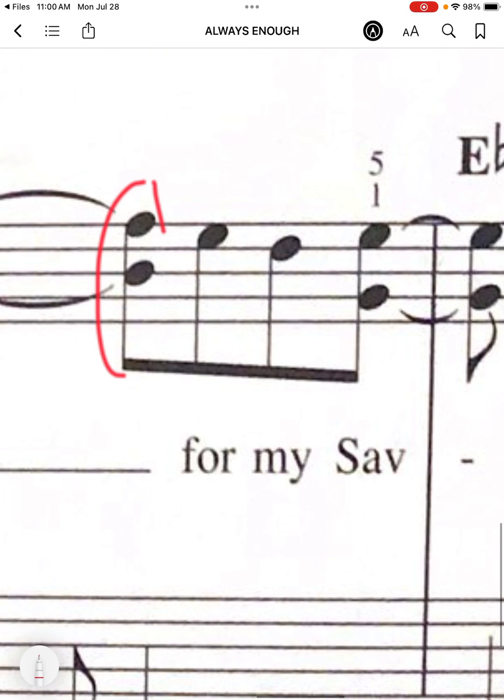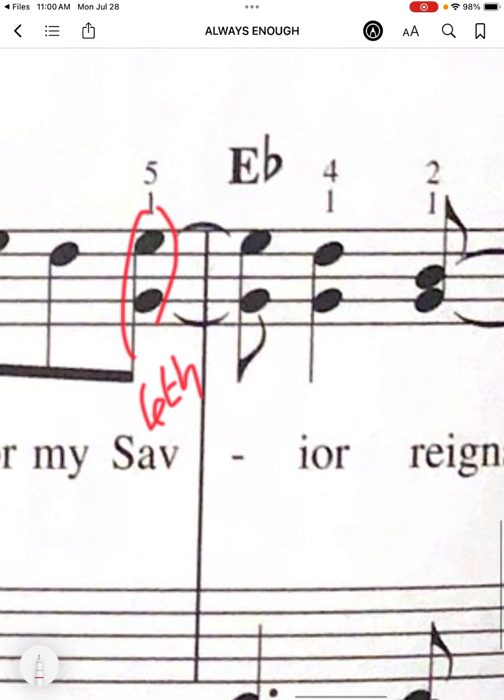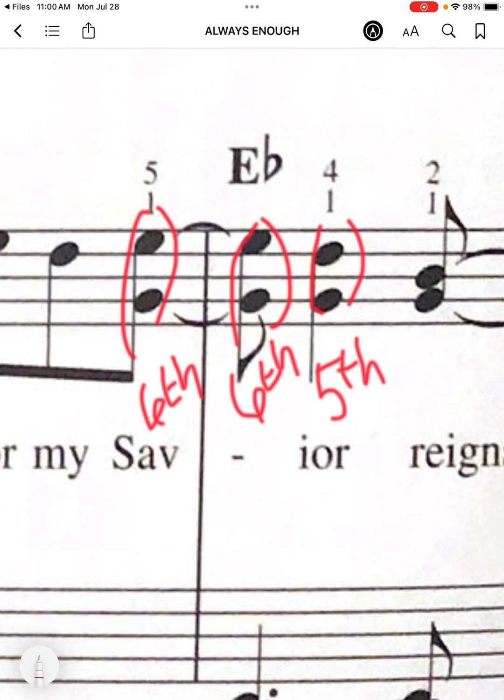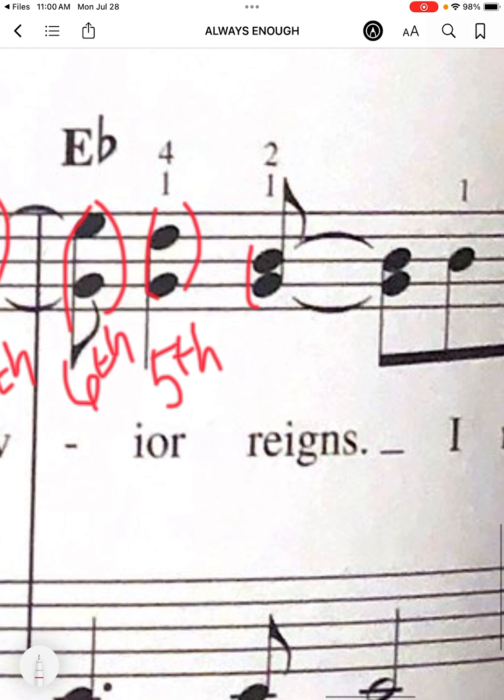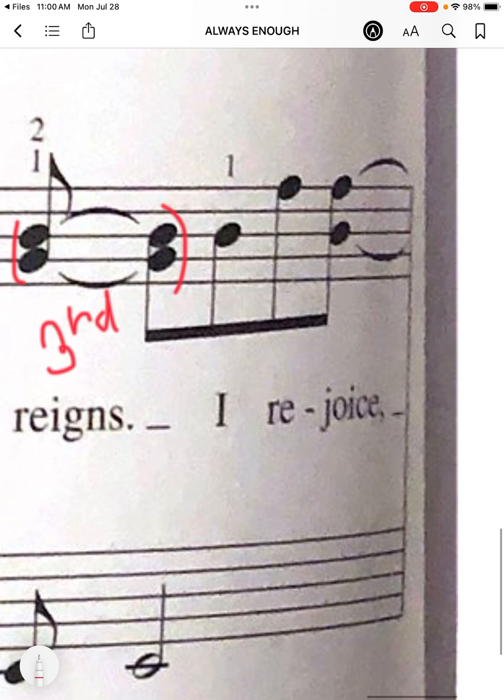All right, and then this guy too. This one is a sixth. Sixth. Fifth is a third, and it's the fifth right here.